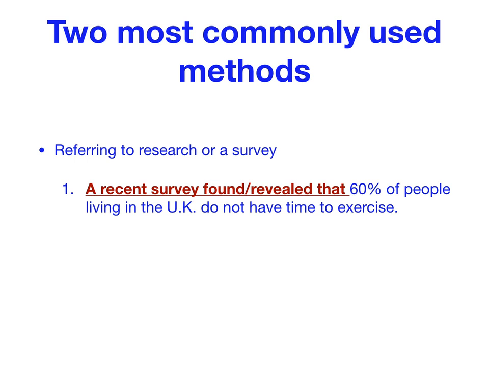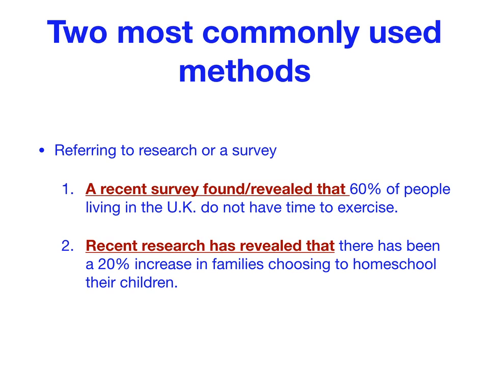If I said 80% or 90% or 99% of people, that seems not very realistic, not very reasonable. So just keep the statistic that you use reasonable and believable. Here's another example. A recent piece of research has revealed that there has been a 20% increase in families choosing to homeschool their children. Again, if I were to say there was an 80% increase in families choosing to homeschool, that doesn't sound right. 20% sounds right.